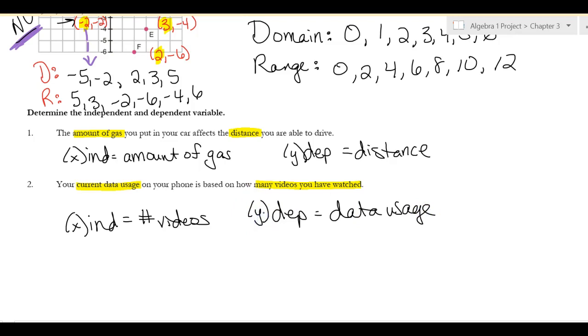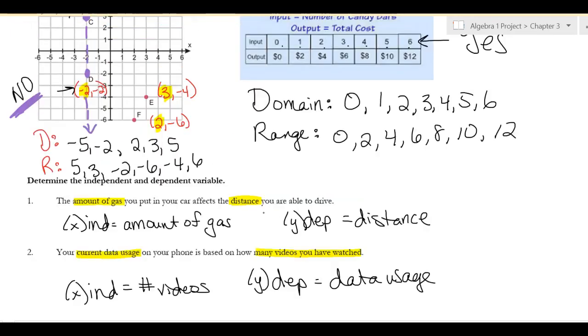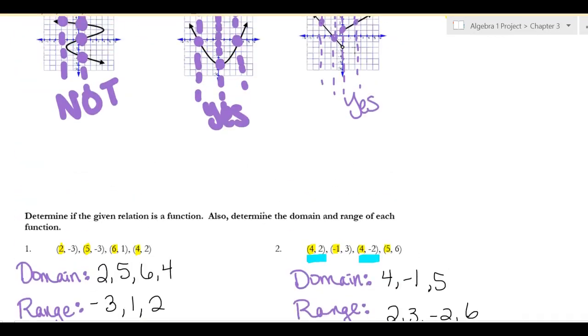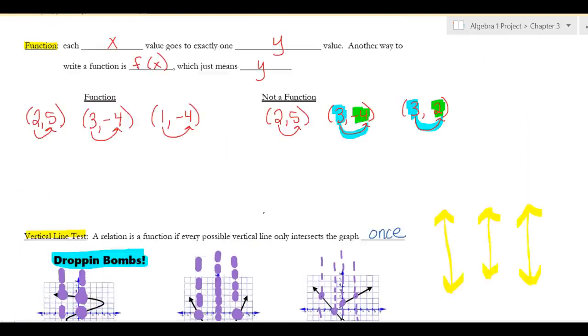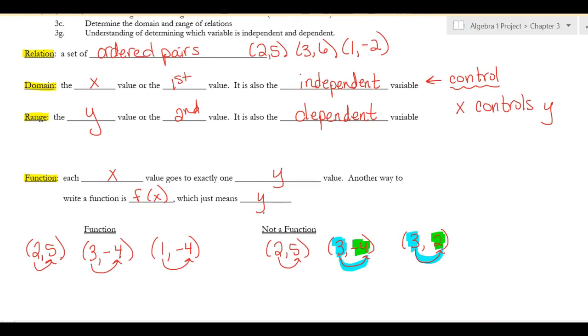Okay? So the things to remember is domain is x, range is y. Domain is the independent one. It's the one that controls everything. And then when you find something's a function, you can drop bombs, or you look to see if x repeats itself, and if x repeats itself, it must go to the same place.